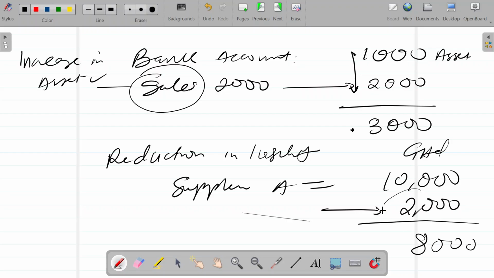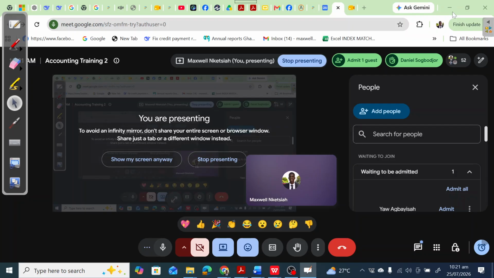Now those 2,000 is an income to you. It's a form of income. Can anyone explain why it is an income to you? Even though the supplier is not giving you the money, it is an income. Can anyone explain why?